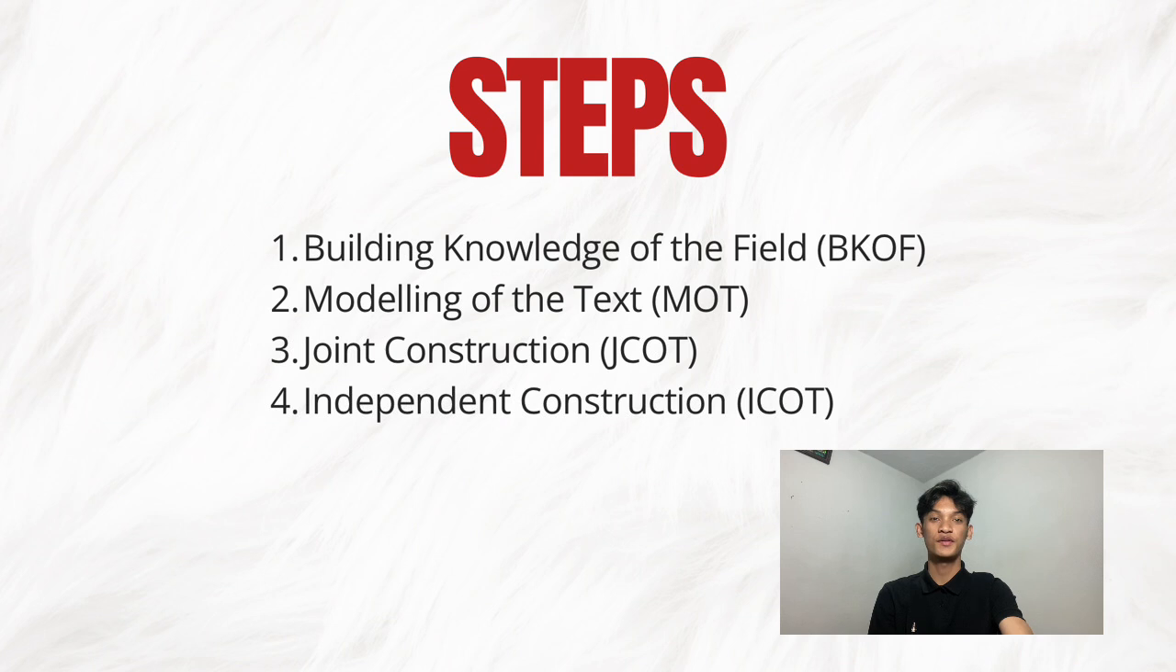Alright, so let's move into the steps of GBA. The first step is building of the field, or BKOF, where students discuss and learn about the topic of the text. The second is modeling of the text, or MOT, where the teacher introduces a model text and analyzes its structure and language features. The third is joint construction, or JCOT, where teacher and students write a text together. The last is independent construction, or ICOT, where students create their own text individually.